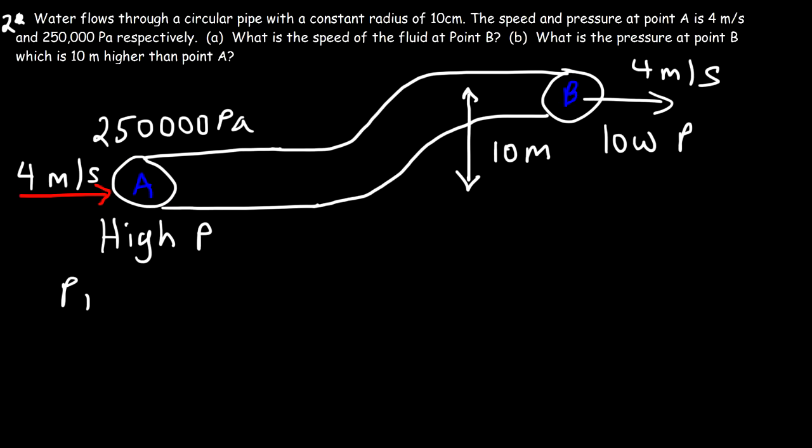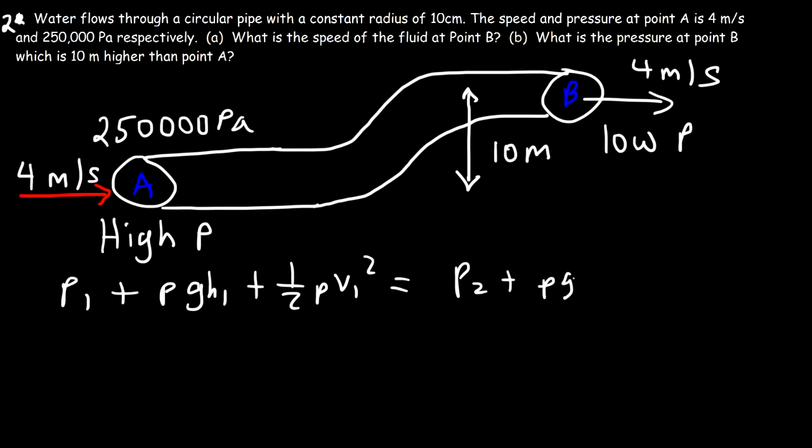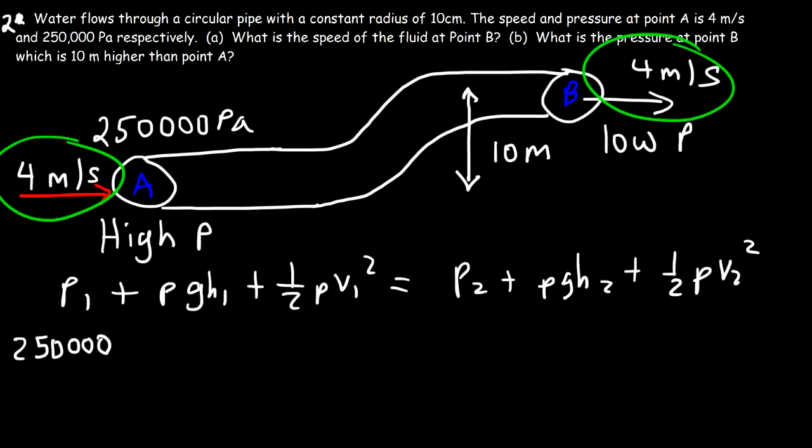So it's P1 plus rho GH1 plus 1/2 rho V1 squared. That's equal to P2 plus rho GH2 plus 1/2 rho V2 squared. So we have P1. That's 250,000 pascals. In this example, the speed does not change. So therefore, this quantity will not change. We could cancel it.